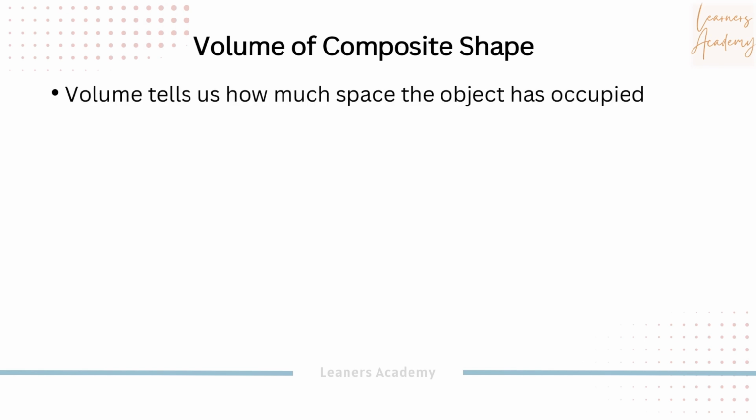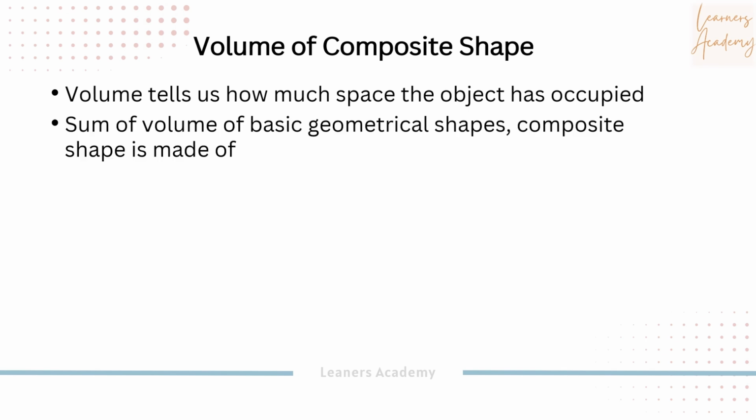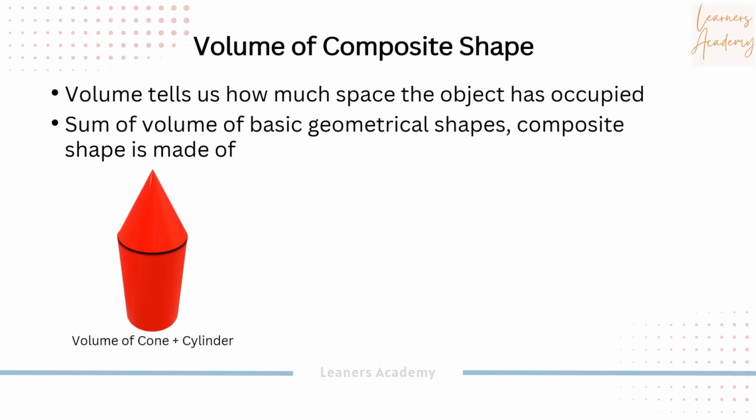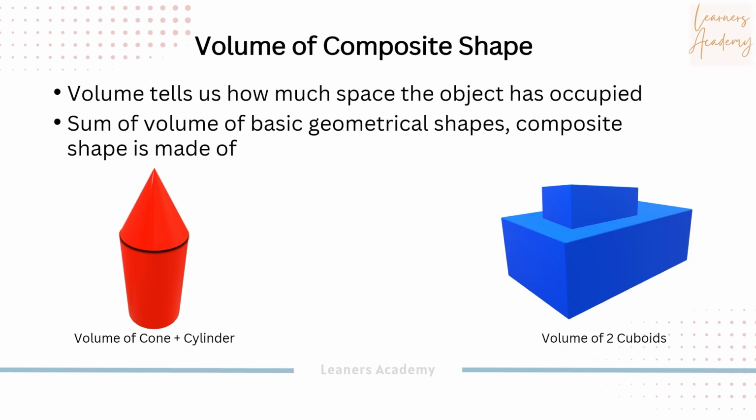Now let's see what is the volume of a composite shape. Volume tells us how much space the object has occupied. In the composite shape, the volume is the sum of the basic geometrical shapes the composite shape is made up of. To find the composite shape volume, we will add the volume of a cone and the cylinder, while over here we will add the volume of 2 cuboids to get the volume of the composite shape.